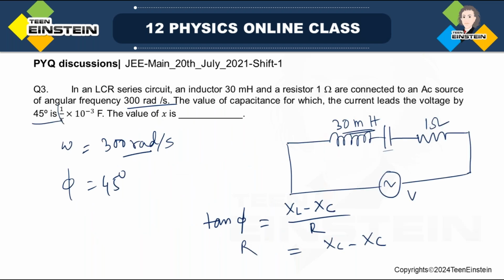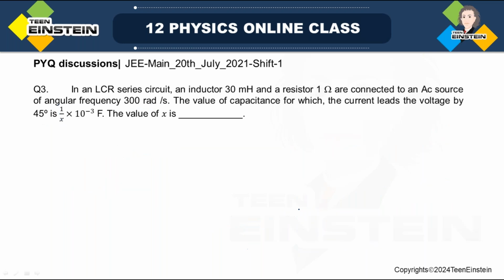Somehow I have got some mistake. I see, here it is xc minus xl. I'll just redo these things, guys. I have done a small mistake over here. Tan phi is equal to xc minus xl, divided by r. So phi is 45 degrees, and from here r is equal to xc minus xl.